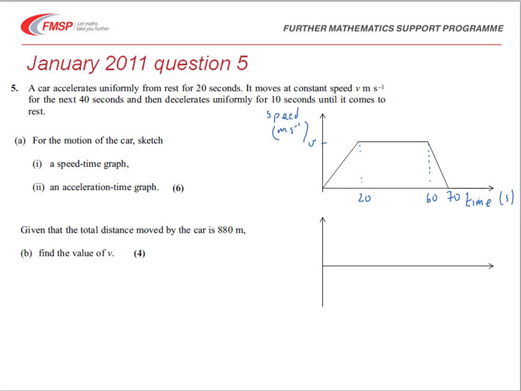The acceleration time graph: the first part of the acceleration is obviously positive. The value v is the speed that's reached in 20 seconds, so the acceleration must be v over 20, and it's a constant acceleration, so it's going to be a horizontal line. Again, we don't actually know where v is, but let's just mark it in. There's a horizontal line here for our 20 seconds. If we put in a value on there, it's v over 20. This is the acceleration in meters per second squared. Again, on the other axis, time.